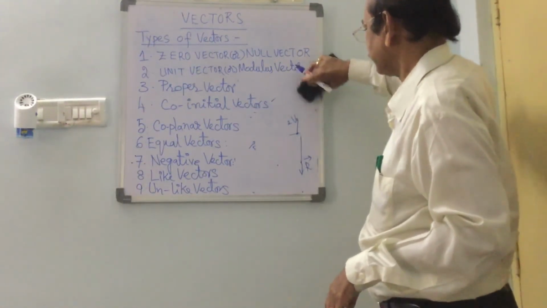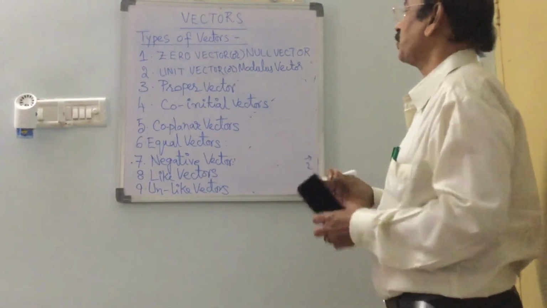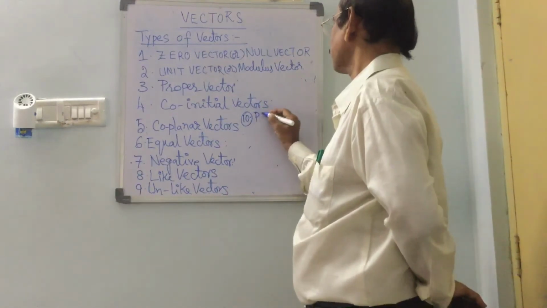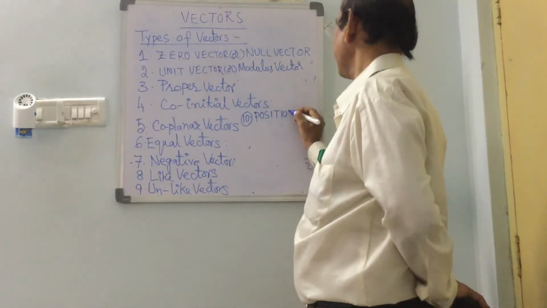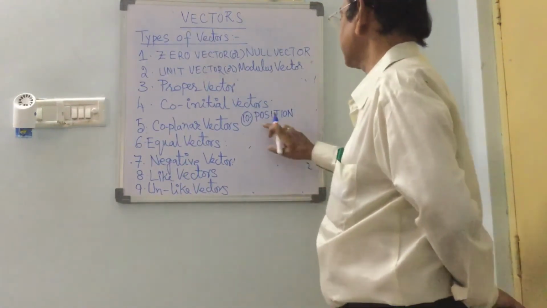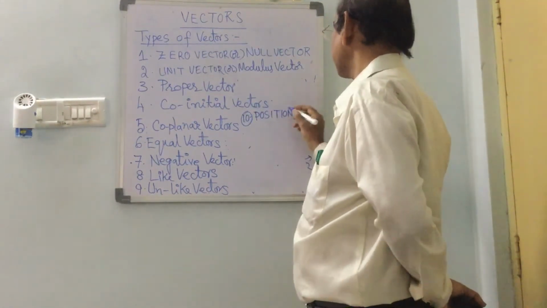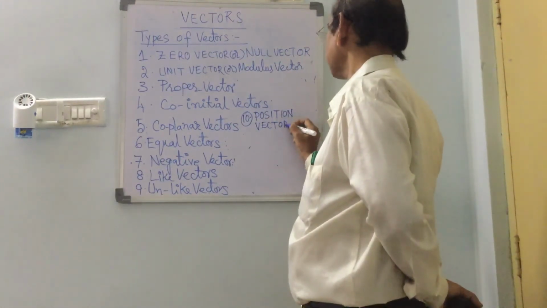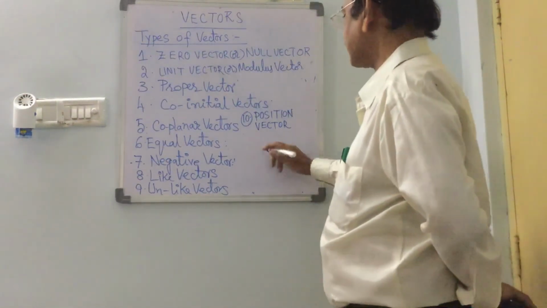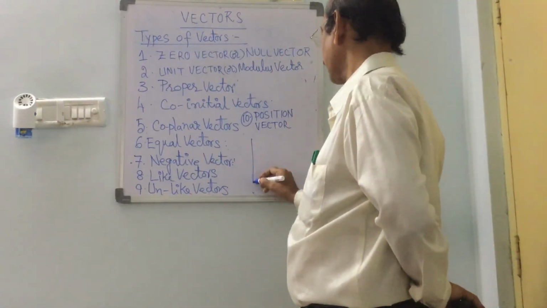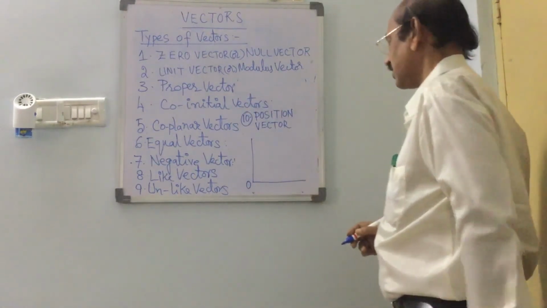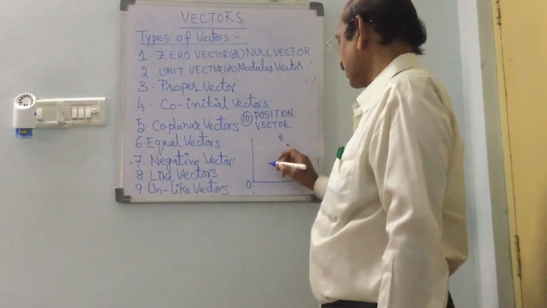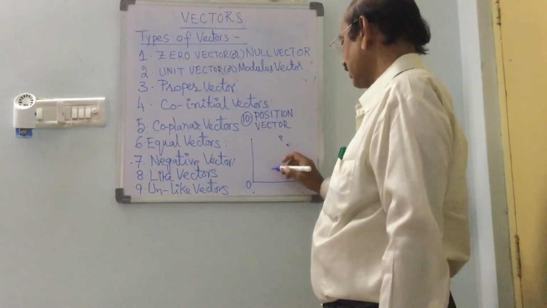Last one we discuss about position vector, 10th one. As the name indicates, this vector indicates its position. So consider, in two-dimensional coordinate system, a point P which is at a distance.